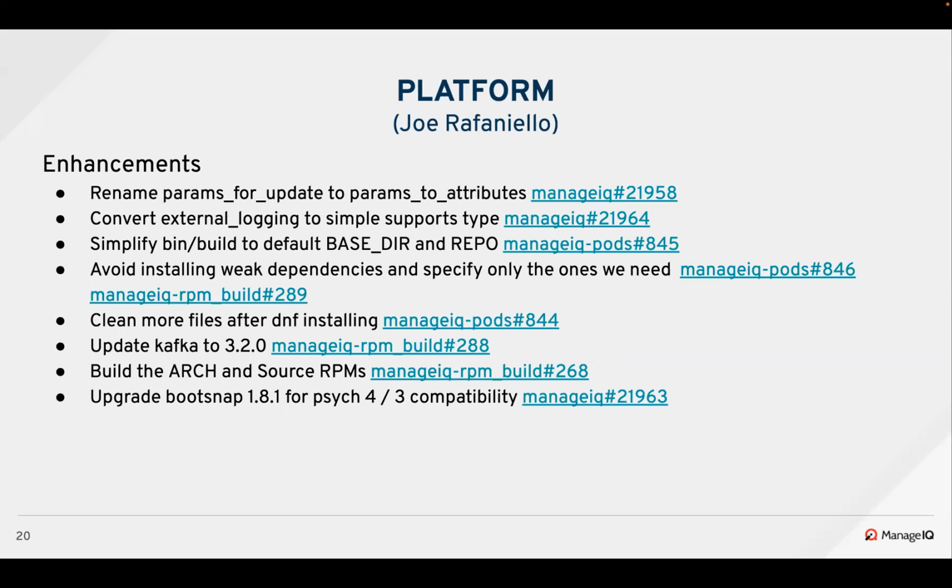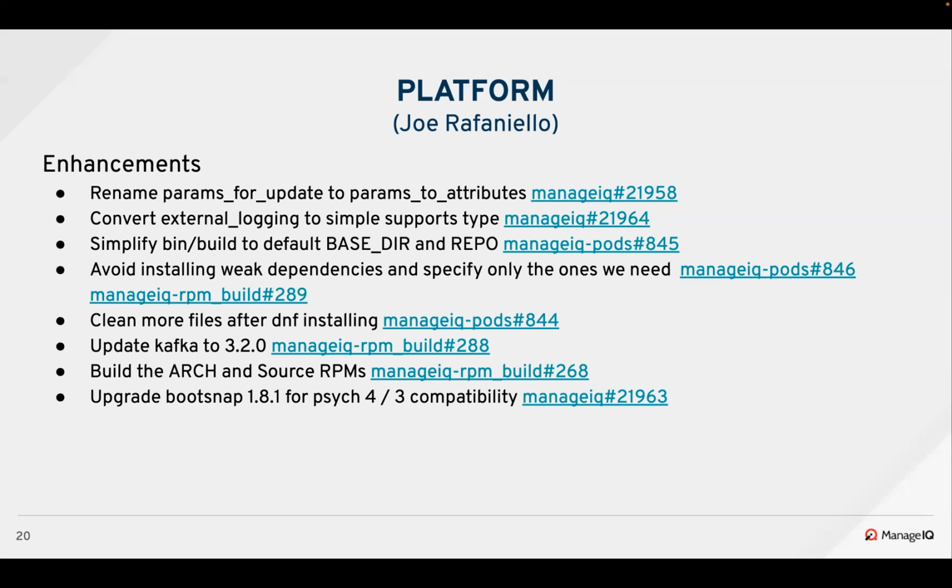Okay, so for enhancements, Keenan renamed params for update to avoid a model and API conflict, and it also better aligns with the implementation. He also converted external logging from a supports with a conditional to a simpler supports not, and that allows subclasses to better deal with that complexity. Jason made running build simpler by using intelligent defaults for the base and repo parameters, if not provided. He also shrunk the image sizes by avoiding installation of unnecessary dependencies, and then having another pull request that actually specified of these weak dependencies, which ones we actually need.